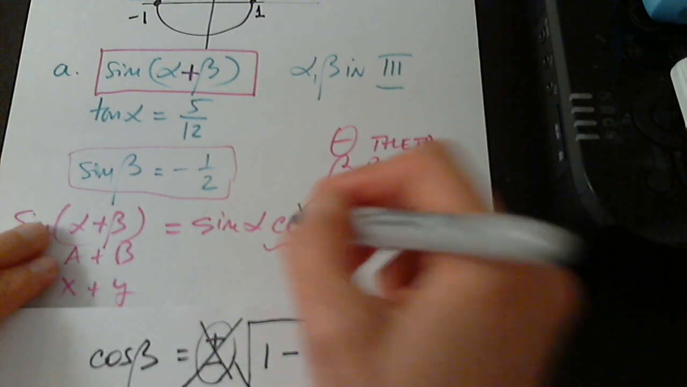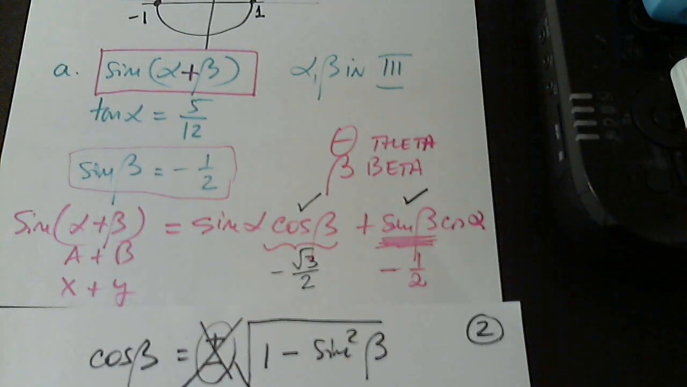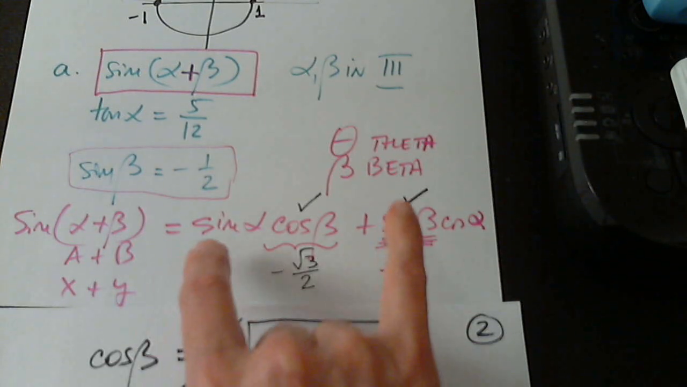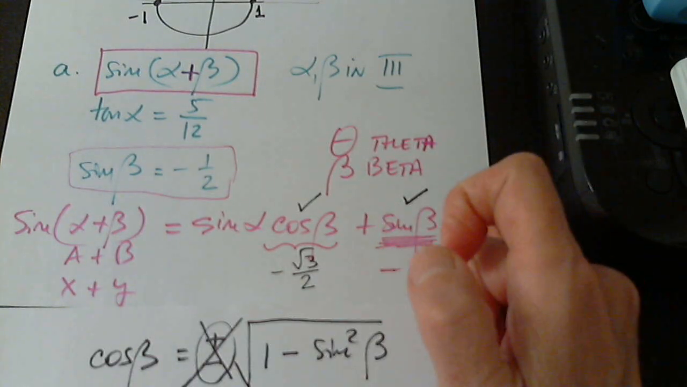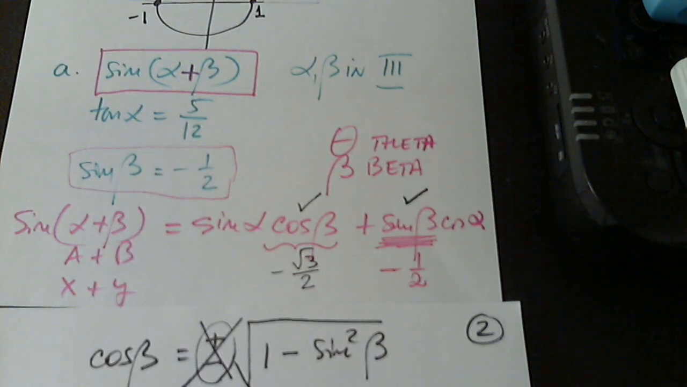So now I have the cosine beta as well. Negative the square root of 3 over 2. Good. Now we have to identify sine alpha and cosine alpha. We are only given tangent. Okay? So we are given tangent alpha equals 5 divided by 12.